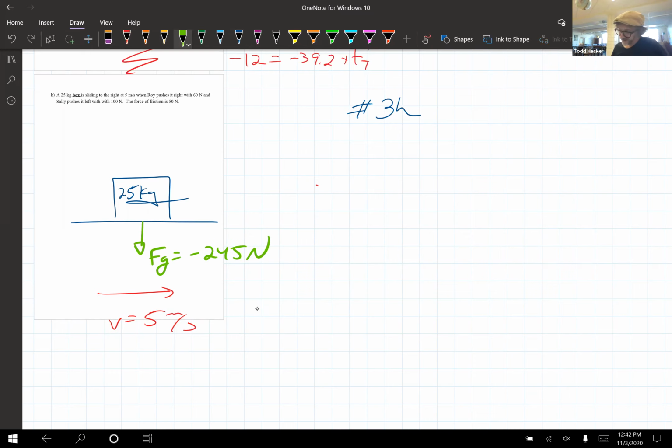All right. Let's see, Roy pushes it to the right with 60 newtons. Force of Roy, 60 newtons. Sally's pushing it to the left with 100 newtons. Force of friction is 50 newtons. All right, so here's the deal. Which way does friction go?